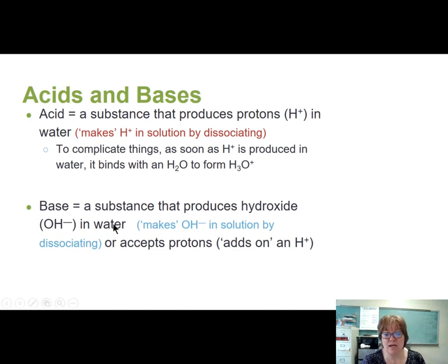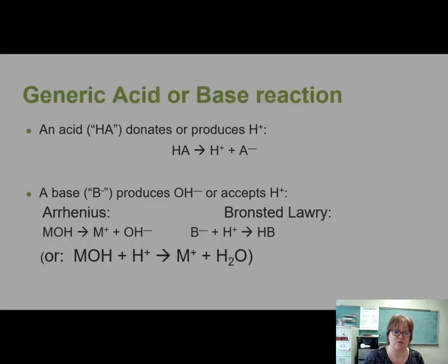A base, on the other hand, is a substance that produces hydroxide polyatomic ions when it's placed in water. So same idea. It has to have a hydroxide in it if it's this type of base. You'll learn in 122 about other types of bases that don't necessarily have hydroxide ions in them, but we're going to take bases to have hydroxide ions in them, and when they're placed in water, they dissociate and make a hydroxide ion by itself. It can also be defined as something that accepts protons. And there's even a third definition.